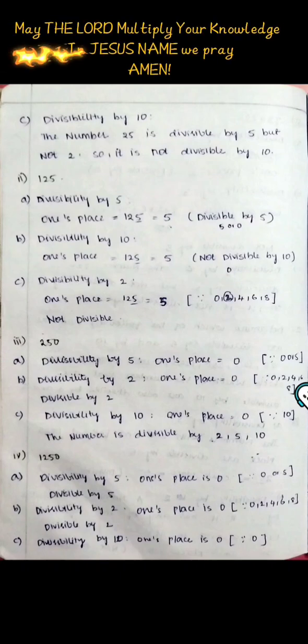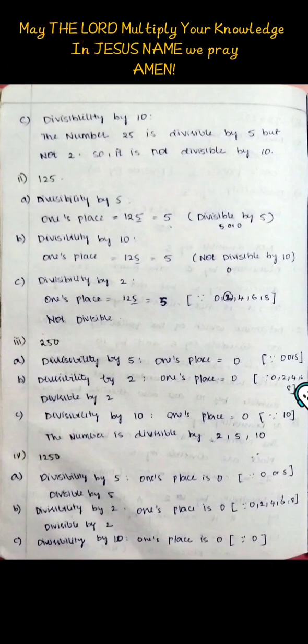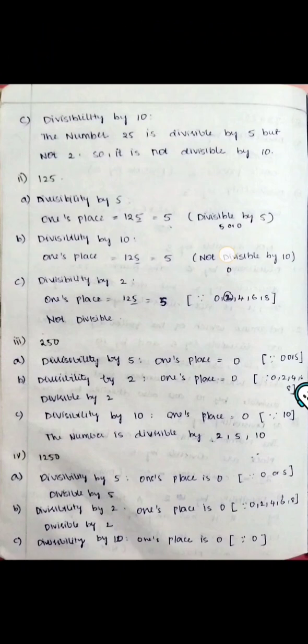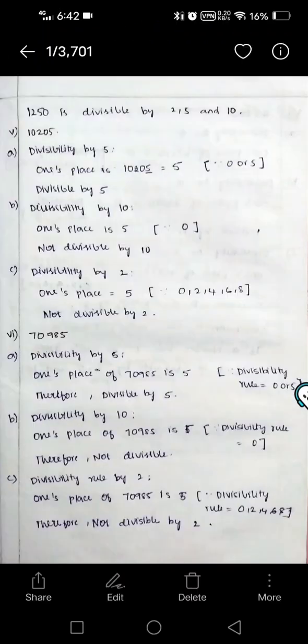Divisibility by 10, ones place it is 0, so it is also divisible by 10. And the next bit is 10205. Divisibility by 5, ones place it is 5, so it is divisible by 5. Divisibility by 10, ones place it is not 0, so it is not divisible by 10.